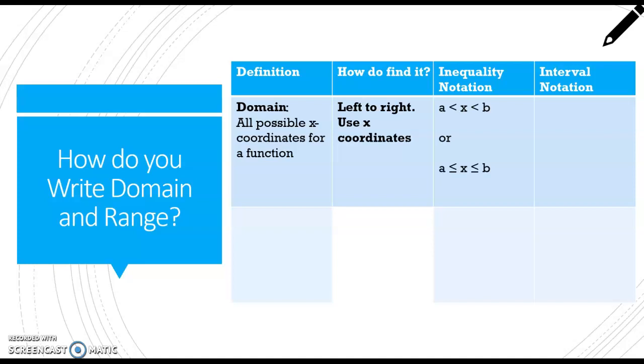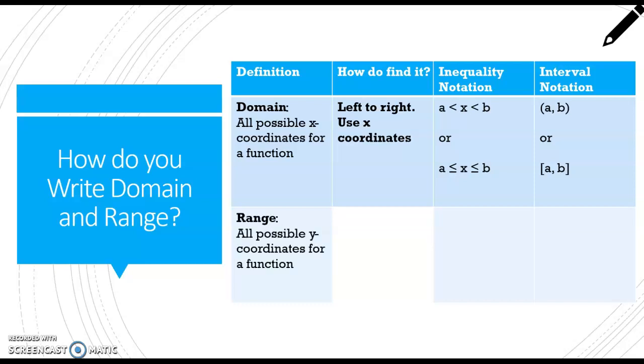Inequality notation would be your furthest left-hand point with a less than sign, and then your x in the middle, and then your furthest right-hand point. In interval notation, we use brackets for less than or equal to, and we use parentheses for less than. And you can have a mix. You could have a parenthesis on one end of your interval and a bracket on the other.